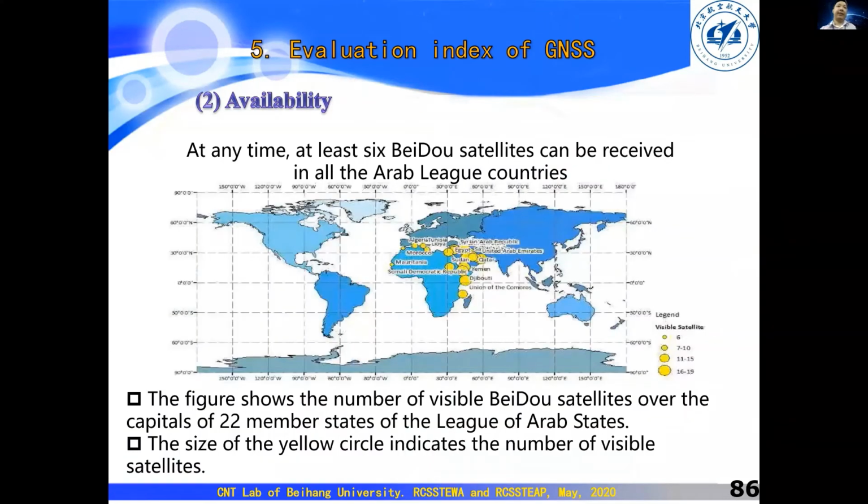Also, as our test results show, for example, in the Arabic region countries, at any time more than 10 Beidou satellites can be received. This picture shows how many satellites you can receive in 22 states of the region. Some countries can receive about 10 to 15 satellites, and some a little lower, 6 or 7. This is the current Beidou state.